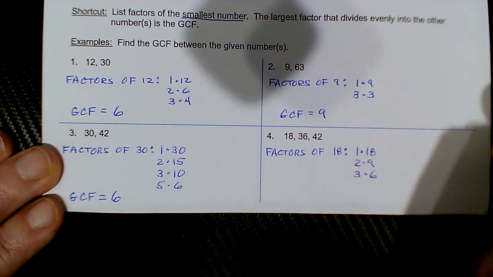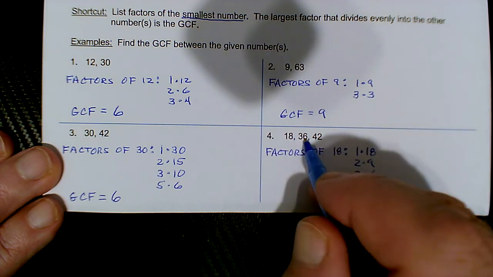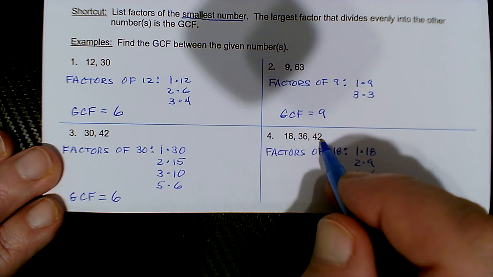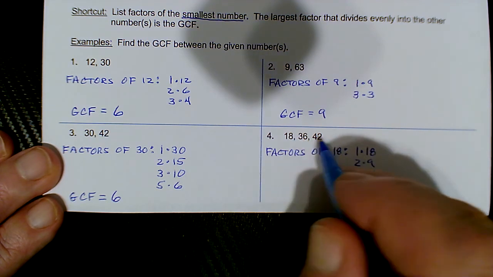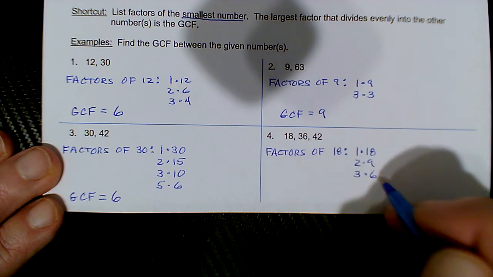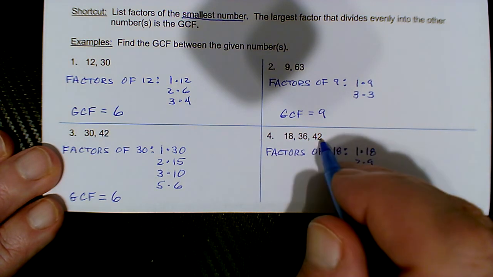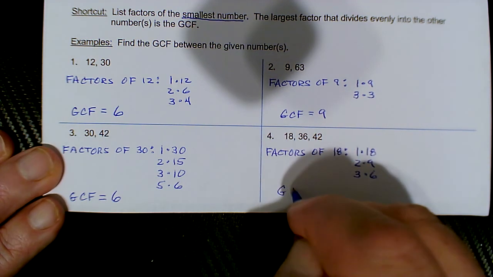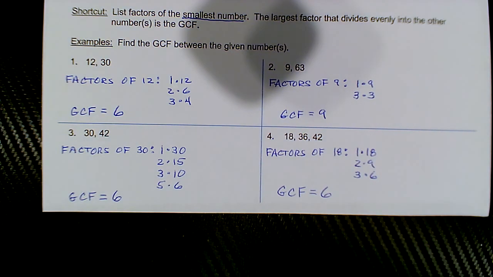And so we start with the larger, but now we have to check both. 18 does divide into 36 evenly, but it does not divide into 42. Then 9 goes into 36 evenly, but 9 doesn't divide into 42. And then 6 goes into 36 evenly, and 6 goes into 42 evenly as well. So the greatest common factor is 6 again. Alright, so we're going to see that as long as you know your multiplication facts, it's pretty easy to pick out the greatest common factor.